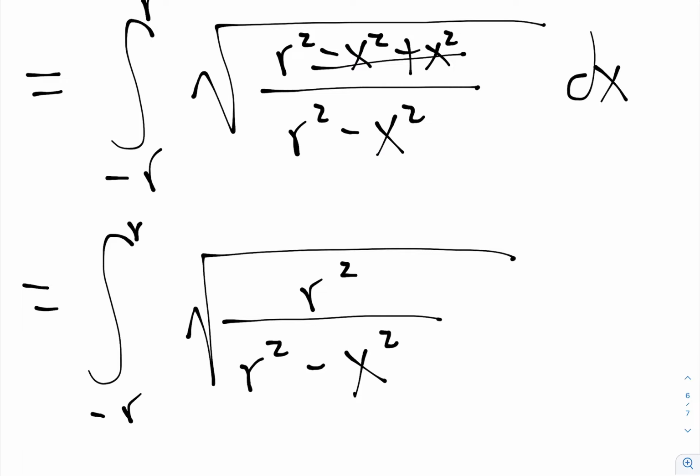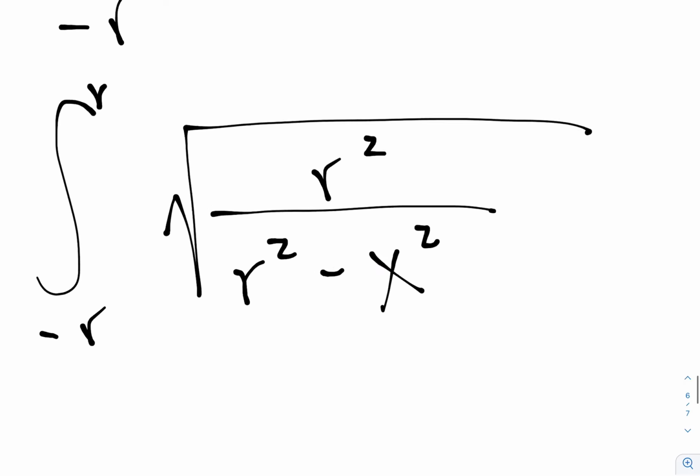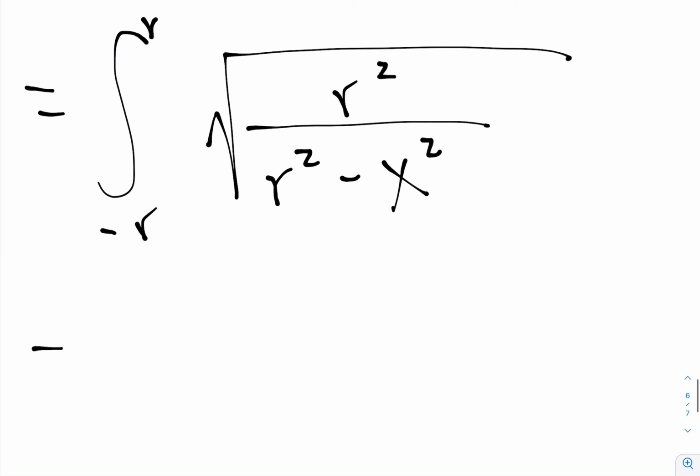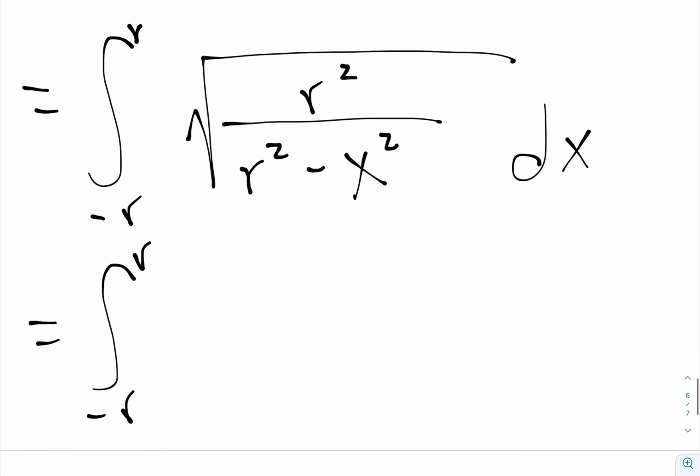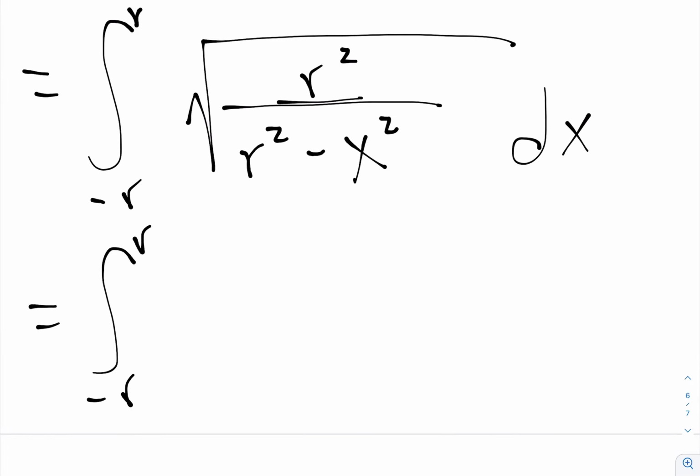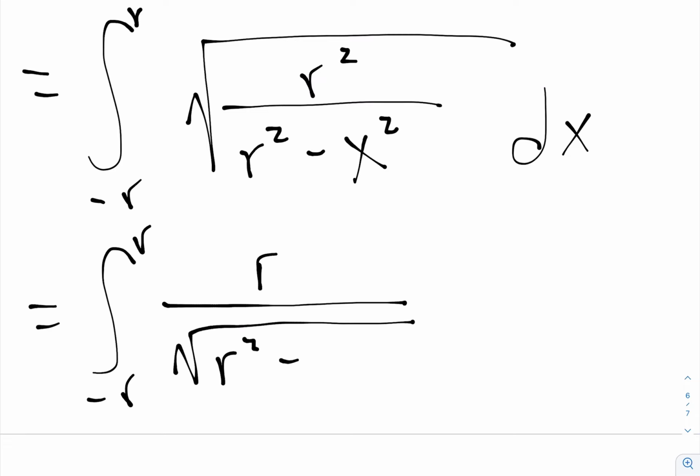Okay, so what we have now is negative r to r. Okay, so if we're square rooting this quotient, and I forgot my dx there, if we're square rooting this quotient, that square root's going to apply to the r squared and to the r squared minus x squared. So let's just square root both of the top and the bottom. The square root of r squared, that's just going to be r. Okay, and we don't need to worry about the plus and minus because the square root was already there. Okay, and then we're going to have over the square root of r squared minus x squared dx.